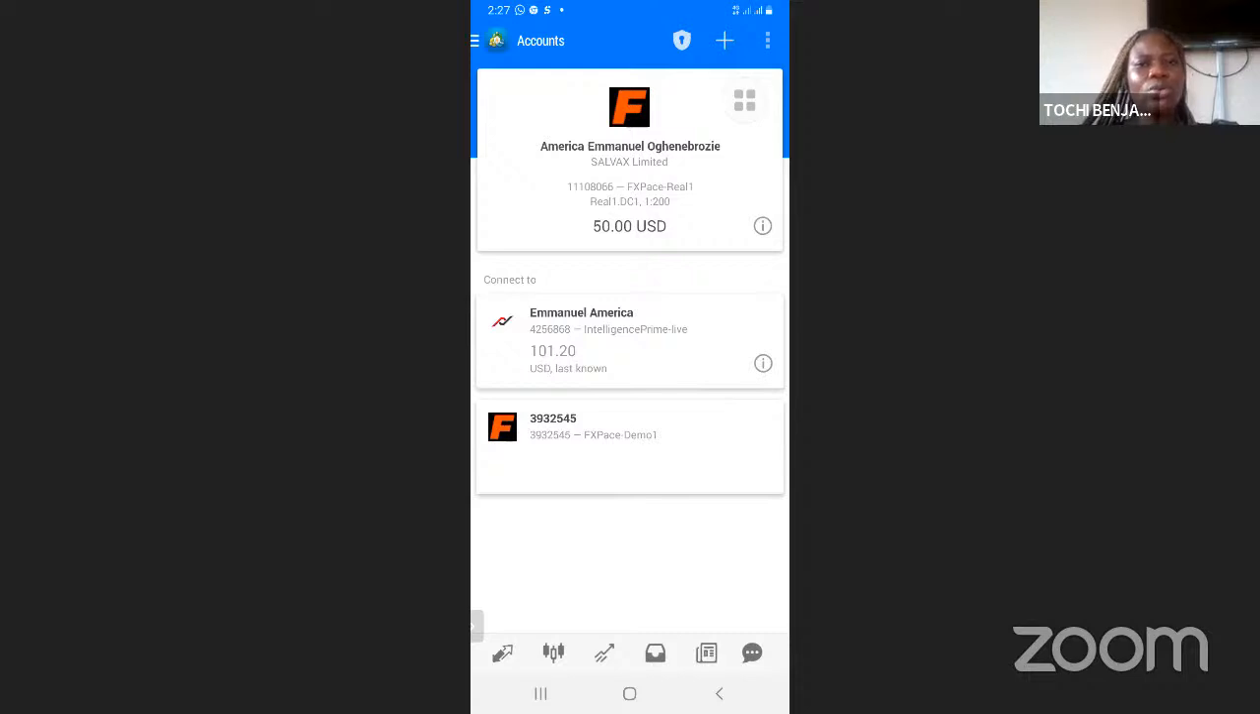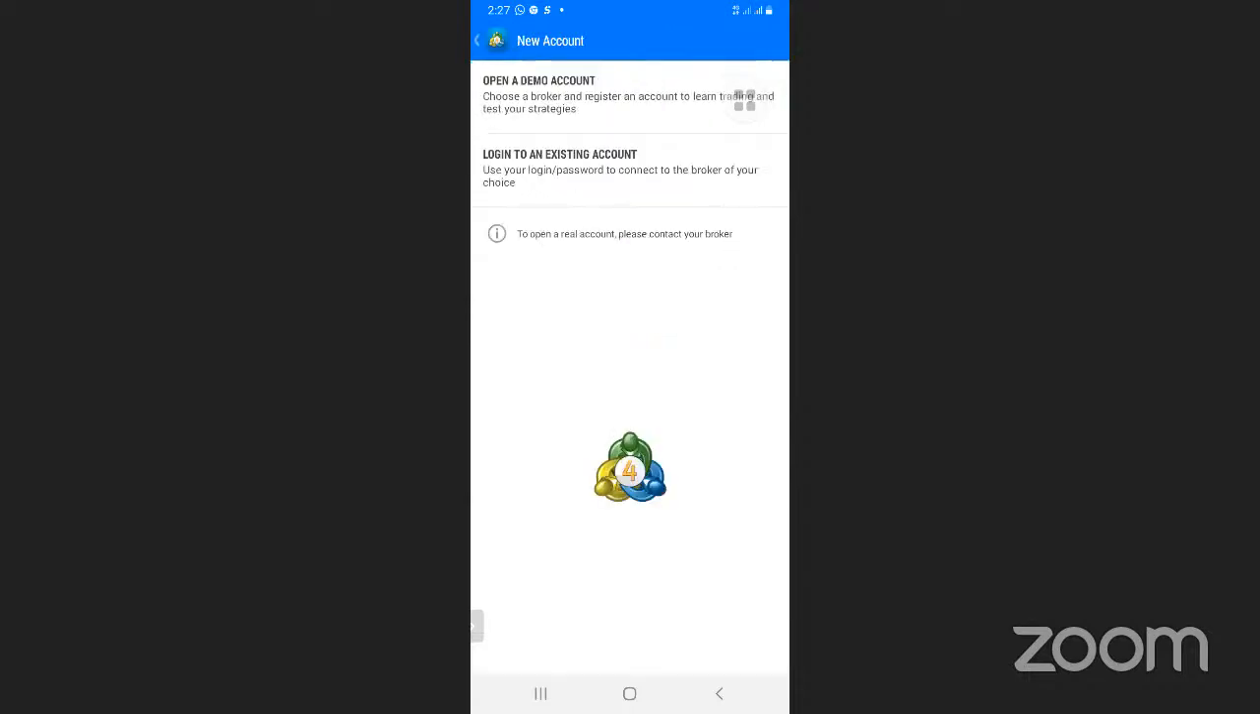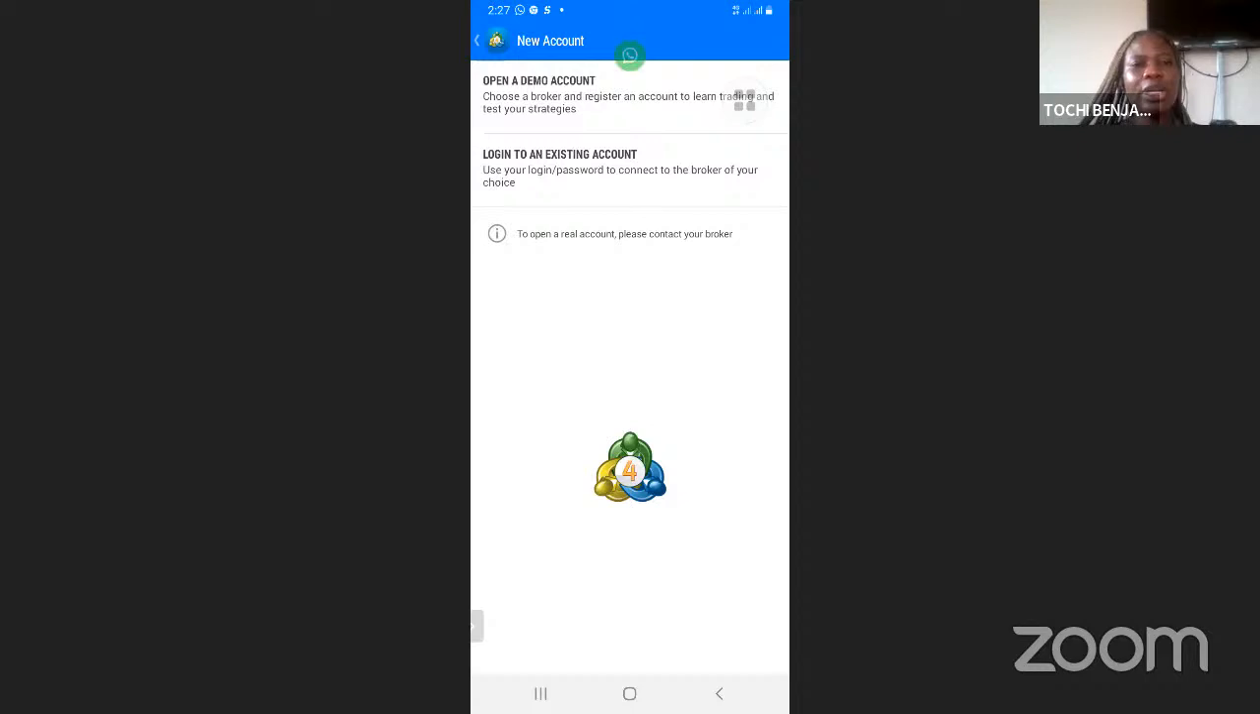So go to where you have the plus, like a cross sign. Okay, I'm there now. Now we have this. You can see open a demo account. Now, if you've not opened an account with us, all you need to do is go to your normal Play Store app and download MT4. If you download MT4, you will have something like this. Then you can go to that place where we started, then come to open a demo account.